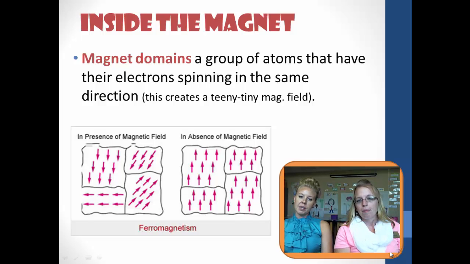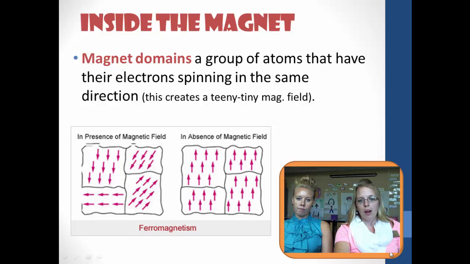So if you look at the picture on the left, where you see that it has 4 squares, and each square has a set of arrows in it, the arrows inside the individual squares are all facing the same way. But all 4 squares are not facing the same direction yet. So even though there's a tiny magnetic presence, that object doesn't have a strong enough magnetic field to actually attract anything. So it cancels each other out, basically. So each little square is the domain. Yep. So each square is a domain.